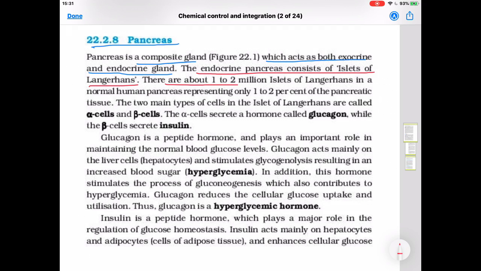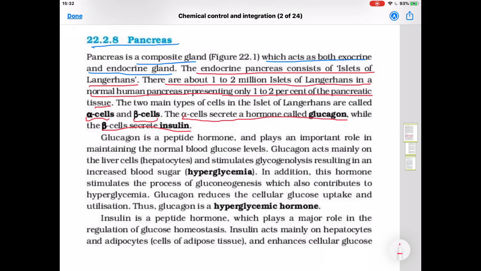There are about 1 to 2 million islets of Langerhans in the normal human pancreas, representing only 1 or 2% of the pancreatic tissue. The two main types of cells in the islets of Langerhans are called alpha cells and beta cells. Alpha cell secretes hormone called glucagon and beta cell secretes the hormone insulin.